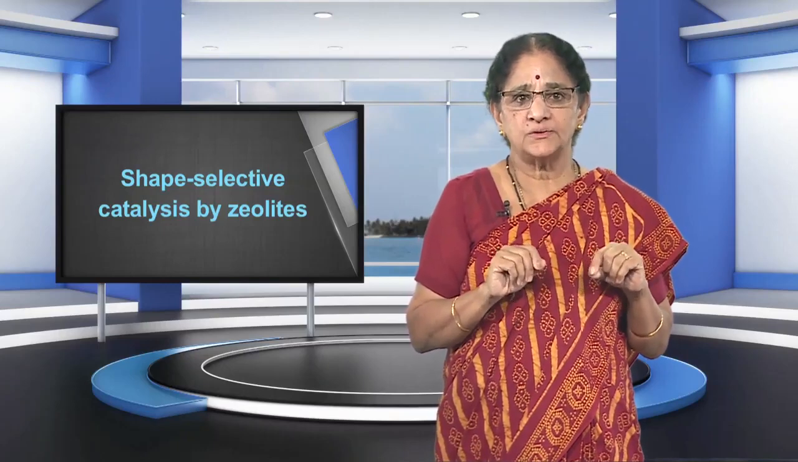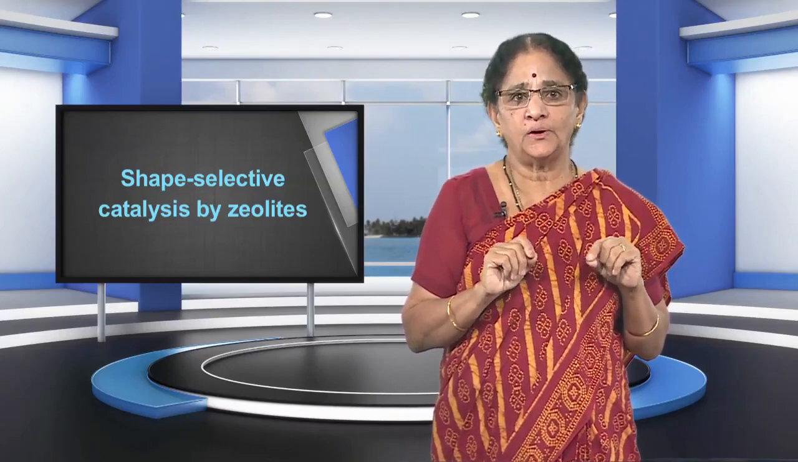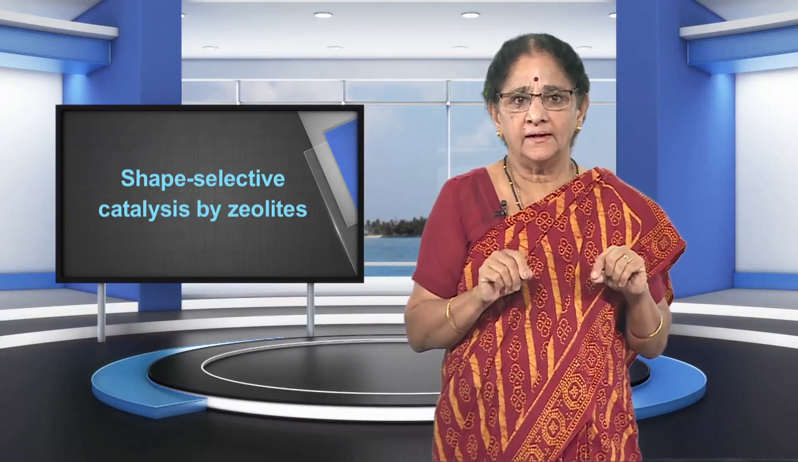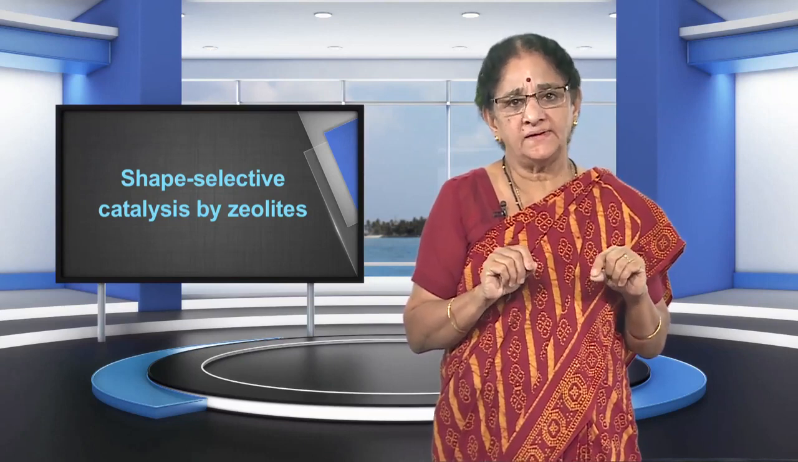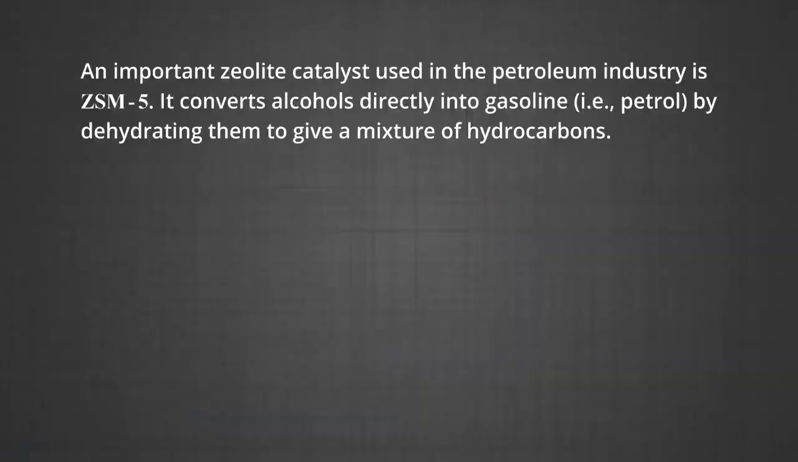Zeolites are widely used as catalysts in petrochemical industries for cracking of hydrocarbons and isomerization. An important zeolite catalyst used in petroleum industries is ZSM-5. It converts alcohols directly into gasoline, that is petrol, by dehydrating them to give a mixture of hydrocarbons. Next, we will study about enzyme catalysis.